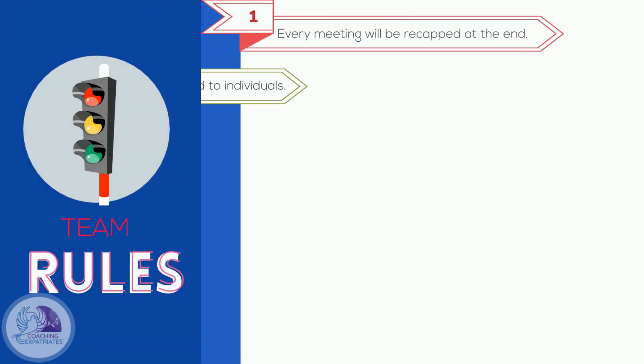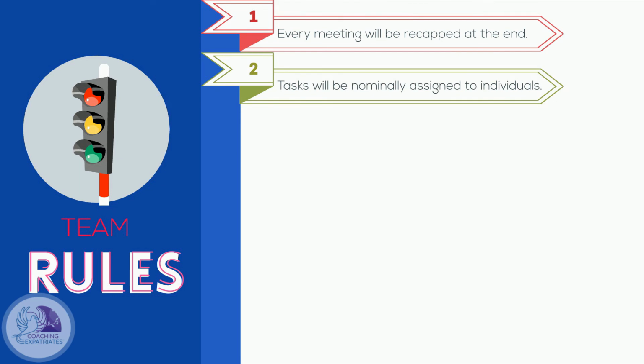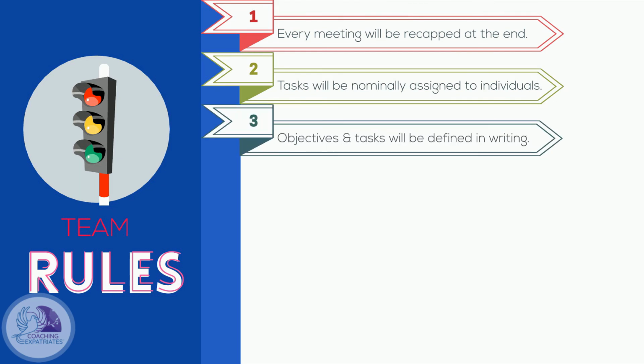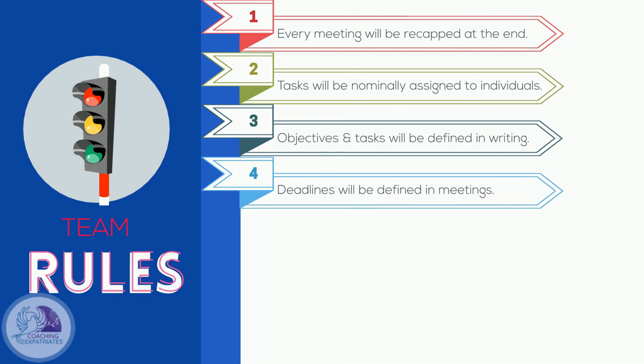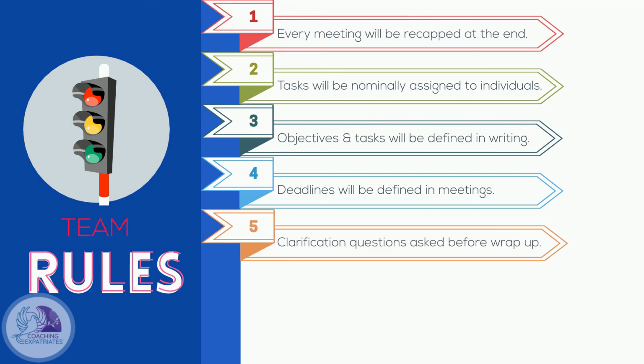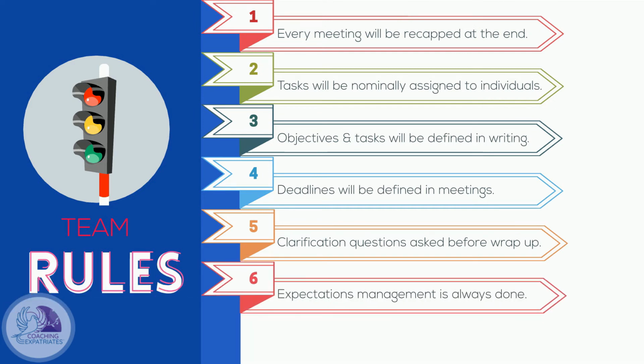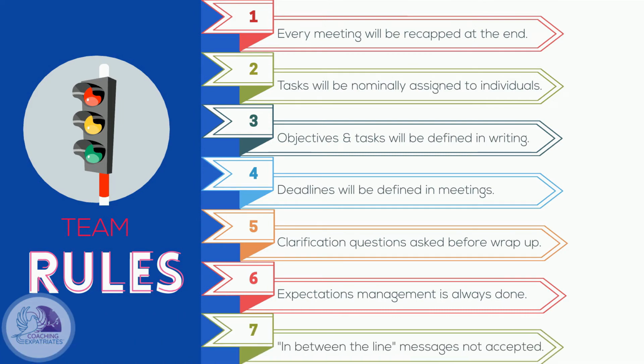For example, every meeting will be recapped at the end. Tasks will be nominally assigned to individuals. Objectives and the respective tasks will be defined in writing. Deadlines will be spelled out during meetings and then in writing. Clarification questions will be always asked before wrap-ups. Expectations management will be performed even when the individual thinks they understood what's expected. In between the line messages will not count as communication and will not be accepted.